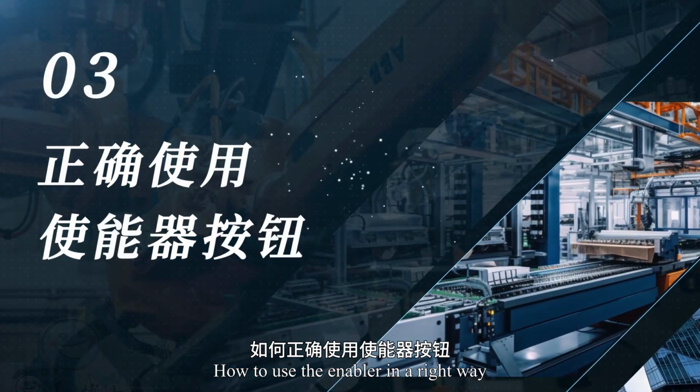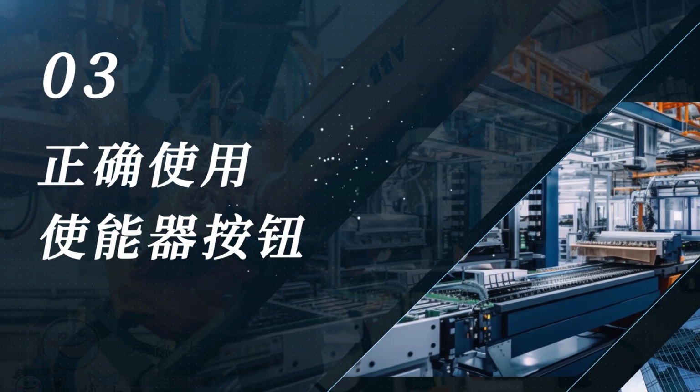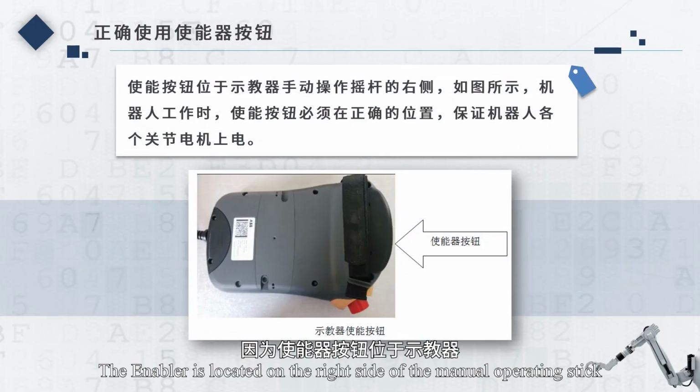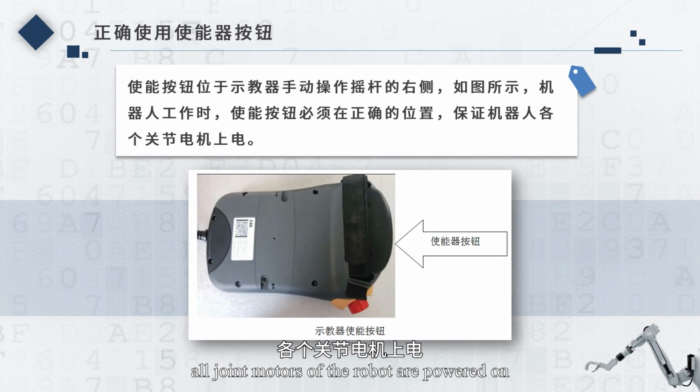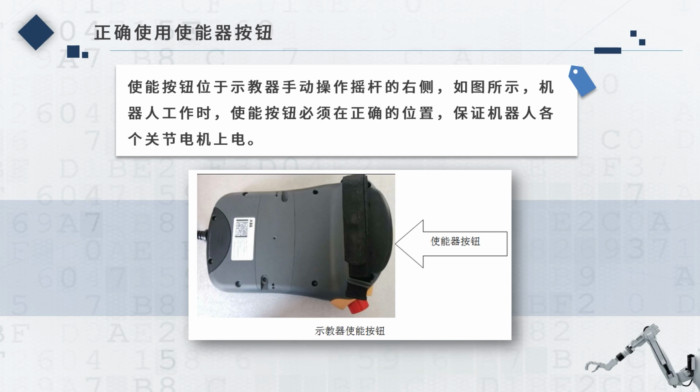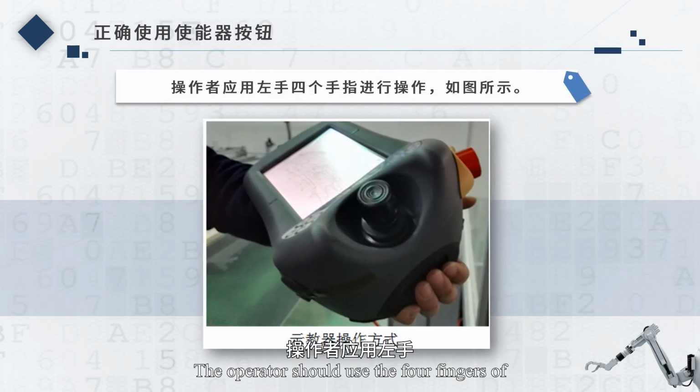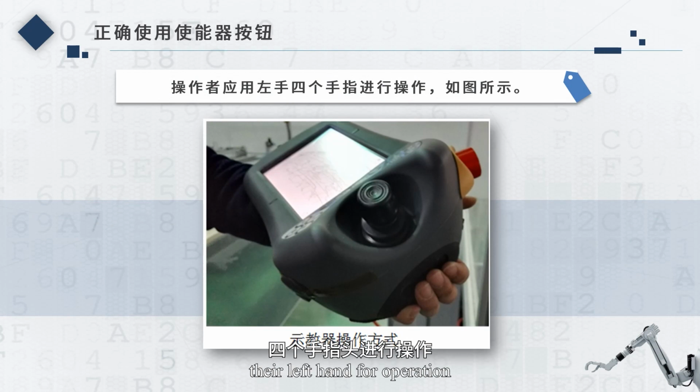Next, how to use the enabler in the right way. The enabler is located on the right side of the manual operating stick of the demonstrator. In order to ensure that all joint motors of the robot are powered on, when the robot is operating, the enabler must be in the correct position. The operator should use the 4 fingers of their left hand for operation, as shown in the figure.